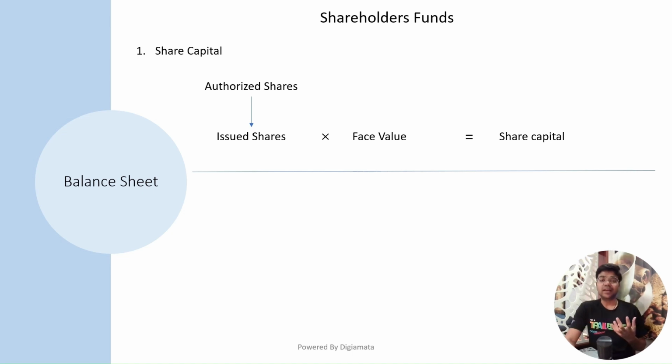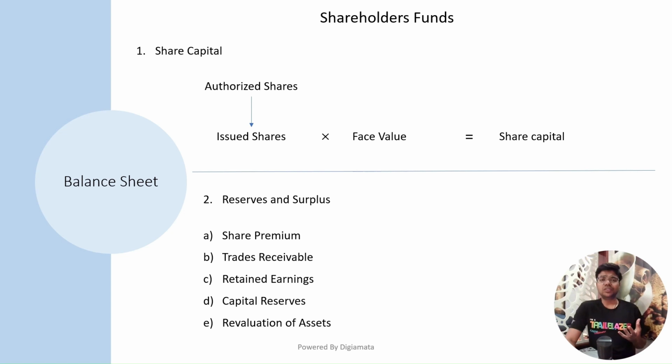You are buying at face value, but when it goes in the market, the value might be high. In order to raise money, people increase their authorized shares so that they can increase their issued shares and raise money. By the way, that doesn't mean the share capital is going to be at the market price. Always remember, share capital is always at the face value, which is 1 rupee in our example.